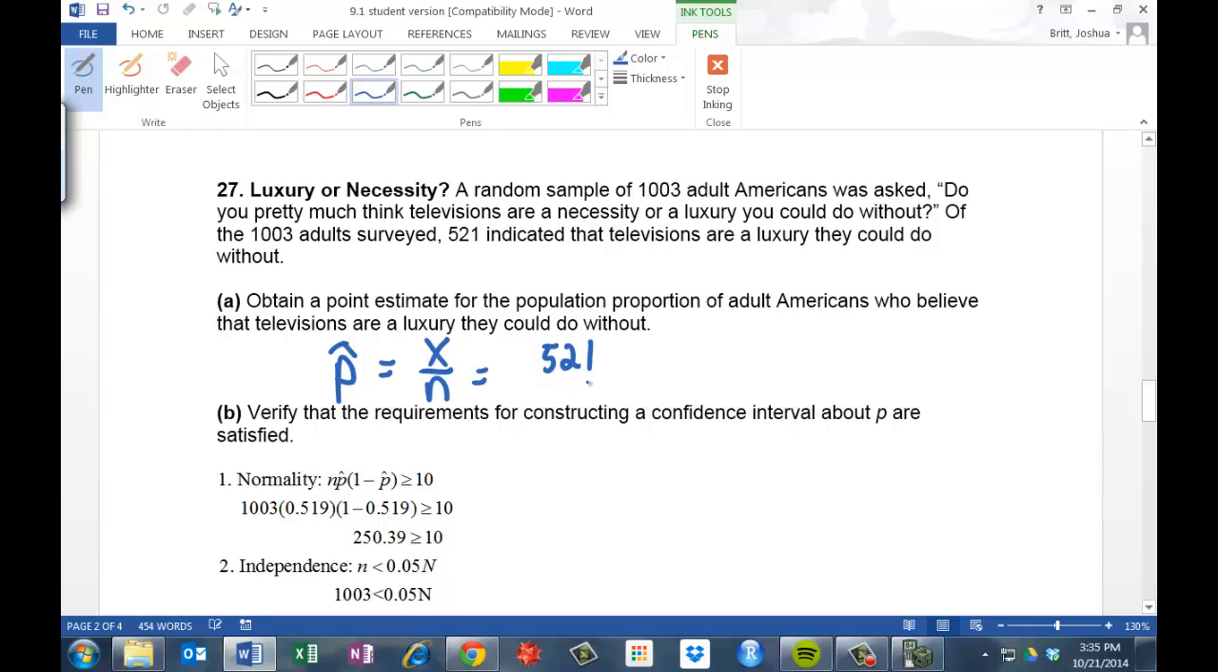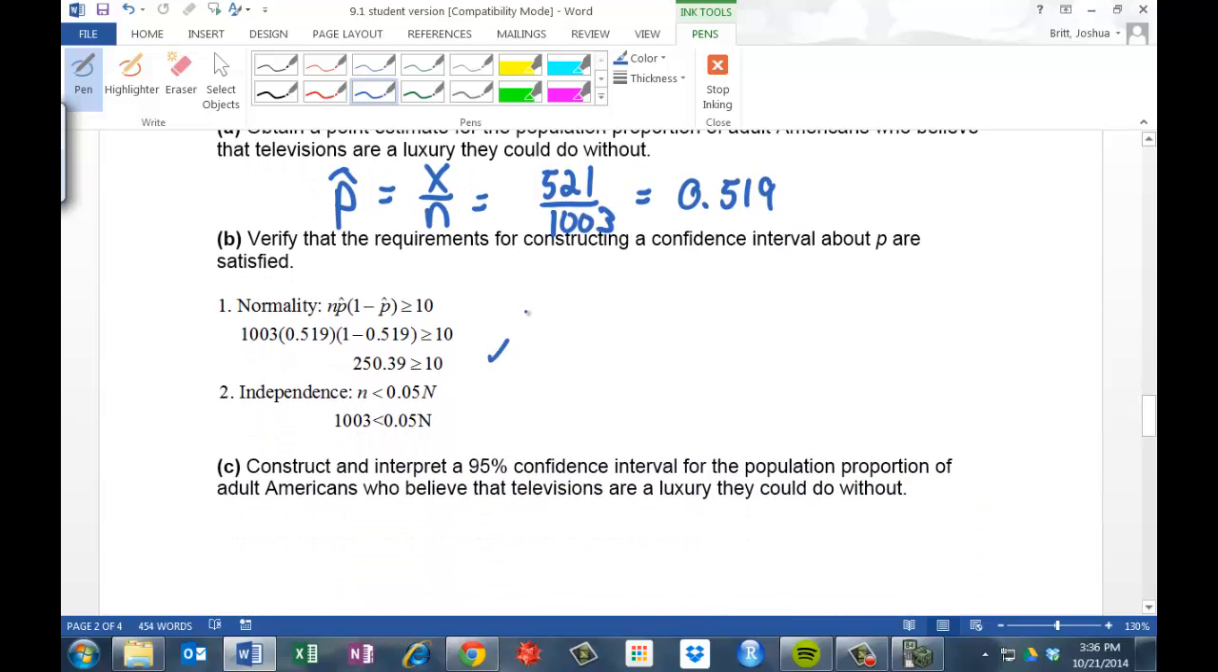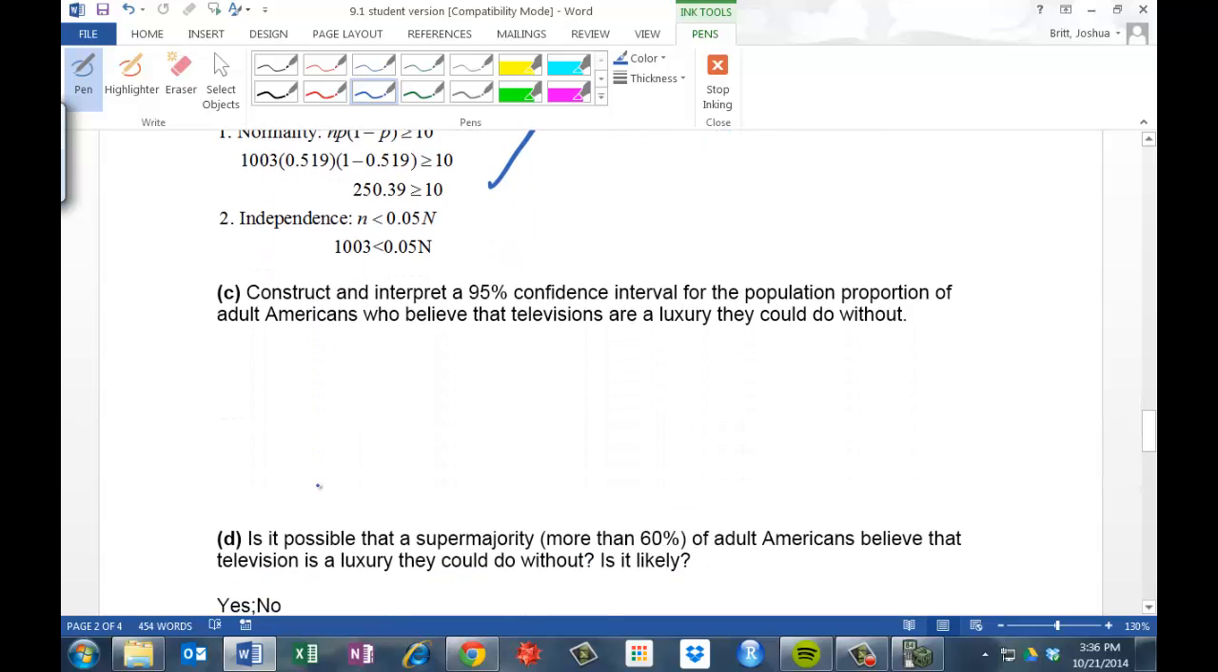521 said they could do without televisions. Over 1,003. So we get 51.9%. Okay, that's our point estimate. Check the conditions. You can see once we get p-hat, we can check the conditions. Construct and interpret a 95% confidence interval for the population proportion of adult Americans who believe that televisions are a luxury they could do without.